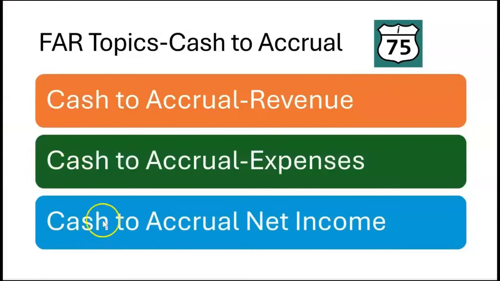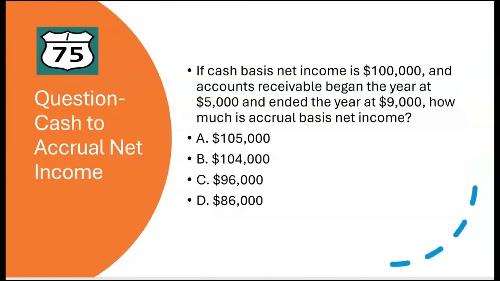Now we'll take it one step further and look at cash to accrual net income. We know that revenue and net income have a direct relationship. And we should also know that expenses and net income have an inverse relationship. I want you to keep that in mind as we go to cash to accrual net income. All right, are you ready for cash to accrual net income? Watch where it starts. If cash basis net income is 100,000, what do they want to know? How much is accrual basis net income?